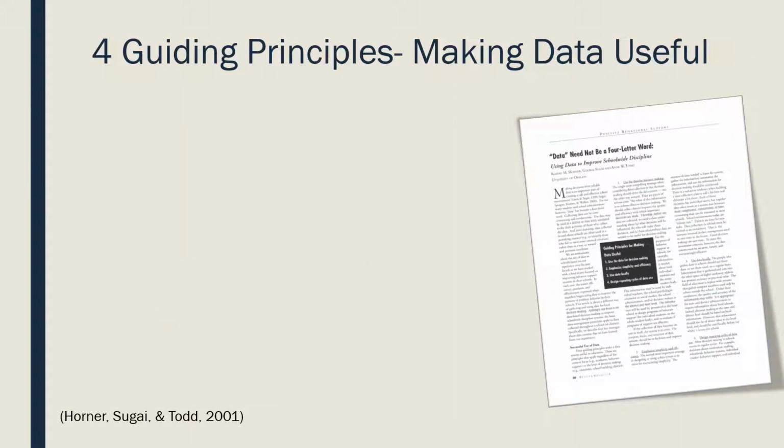Researchers Horner, Sugai, and Todd wrote a great article called "Data Collection Need Not Be a Four-Letter Word." In the article, they outlined principles of useful data. The first principle of usable data is that it must be related to the decisions that are to be made. It doesn't do any good to collect data that are unable to answer the questions that we have.